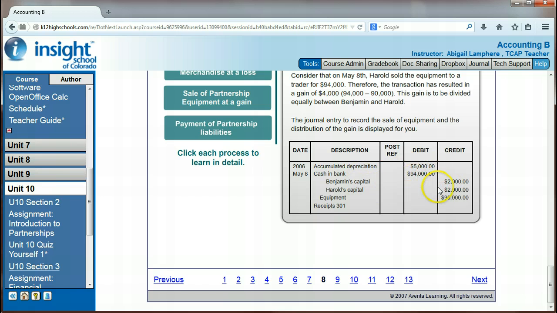and that gain resulted in $2,000 apiece credit to our capital accounts. We're increasing those capital accounts, and then we're closing that equipment account of $95,000. So we're crediting that asset account. Okay, so again, this is what it looks like when we have a gain. Our capital accounts increase. On the last two, they were decreasing because we had incurred a loss.